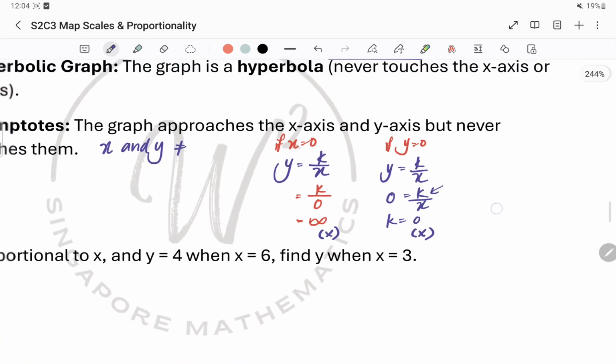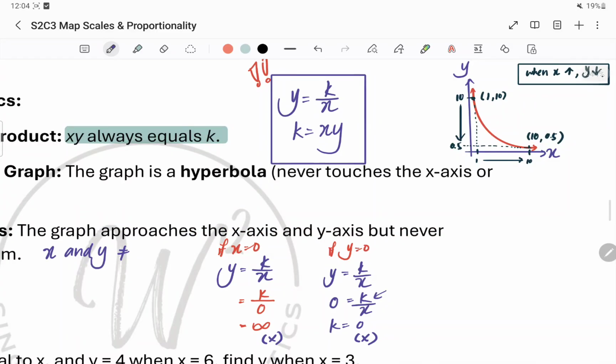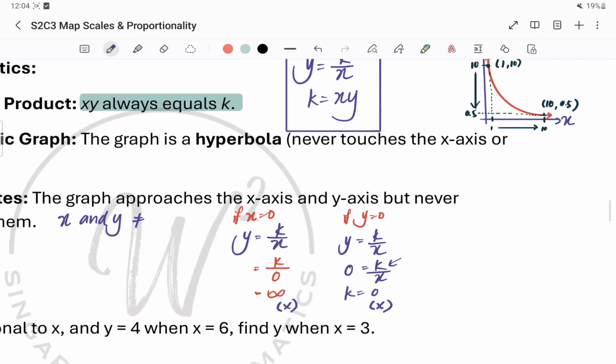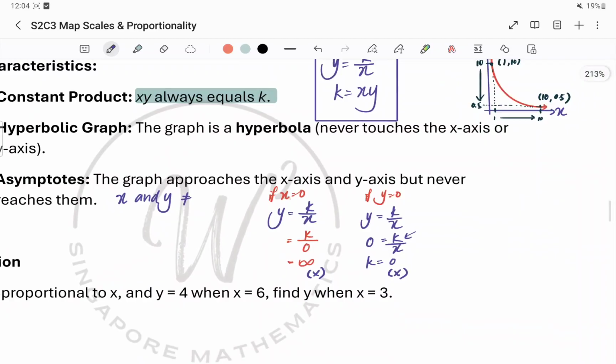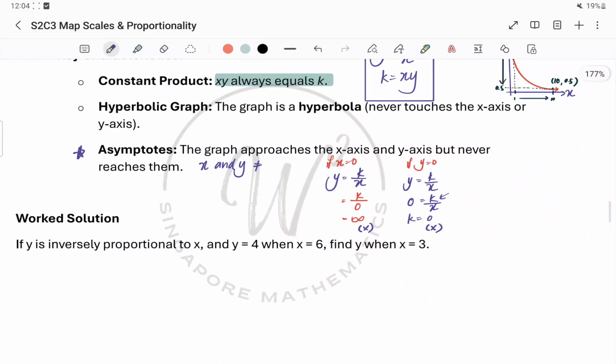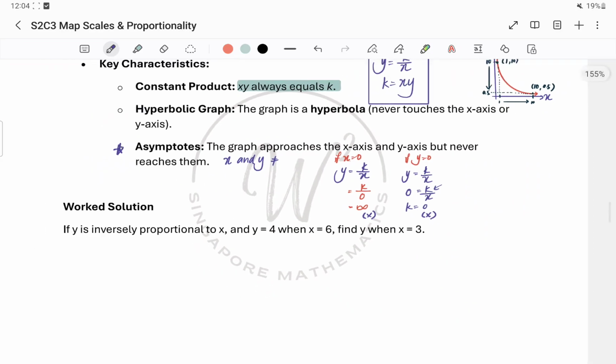So that's why our graph doesn't touch the y-axis and x-axis, because if they touch it, it means either y or x will be 0. And if they are 0, we cannot use that for our equation, because our value will not be the same. Okay, so this is something to remember. k cannot be 0 and y cannot be infinity as well.